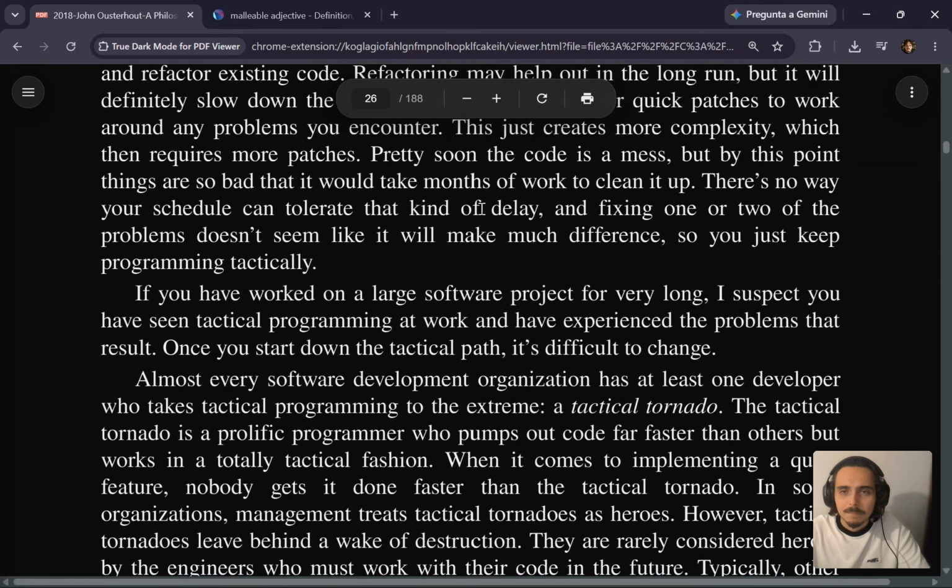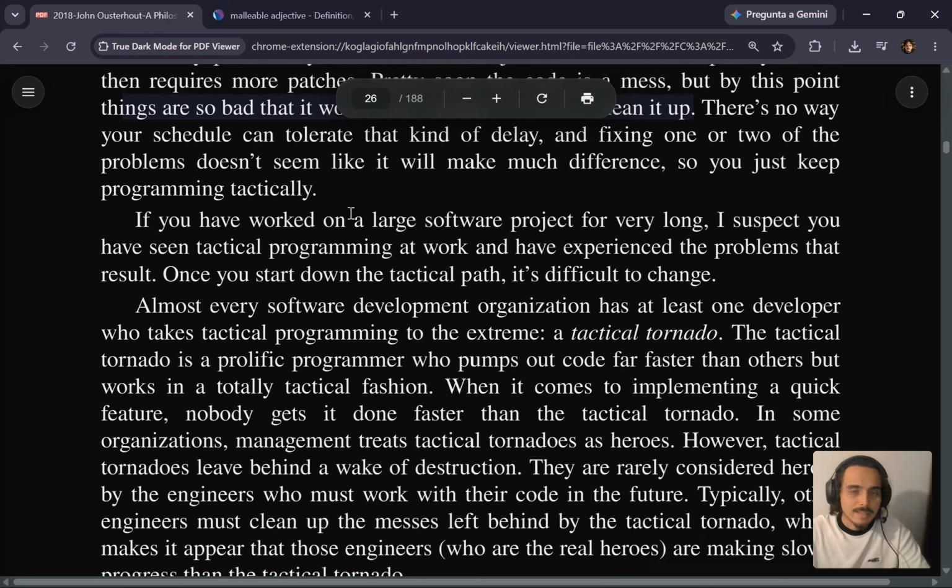There is no way your schedule can tolerate that kind of delay, and fixing one or two of the problems doesn't seem like it will make much difference. So you just keep programming tactically, making the problem worse. If you have worked on a large software project for very long, I suspect you have seen tactical programming at work and have experienced the problems that result.